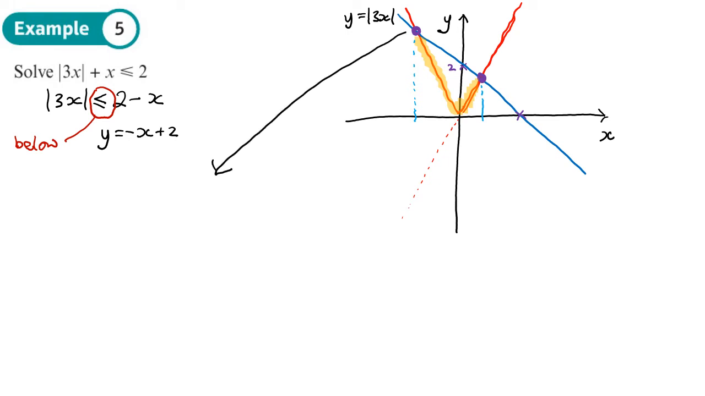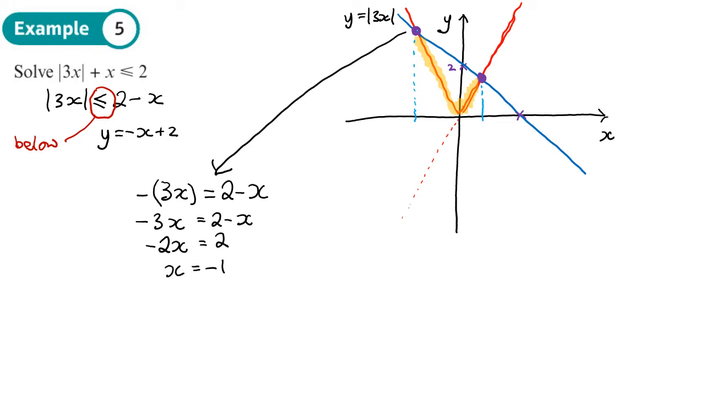Because it's on the reflective part of the graph, we replace the modulus with brackets and a minus sign, and we want to solve that equal to 2 minus x. So minus 3x equals 2 minus x. If we add x to both sides, we'll get negative 2x equals 2, which means x equals negative 1. So that's this coordinate here.